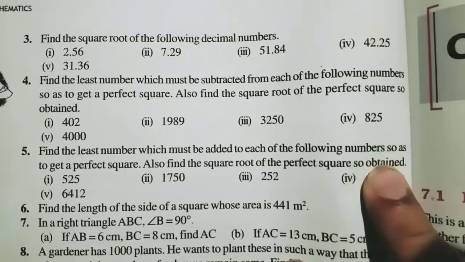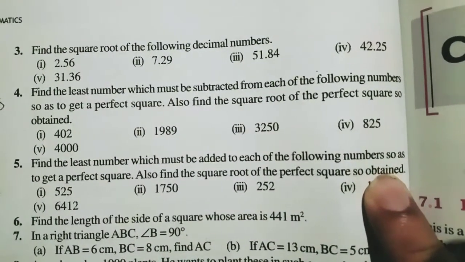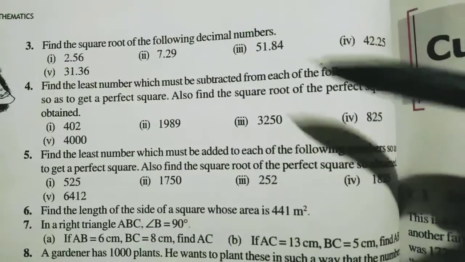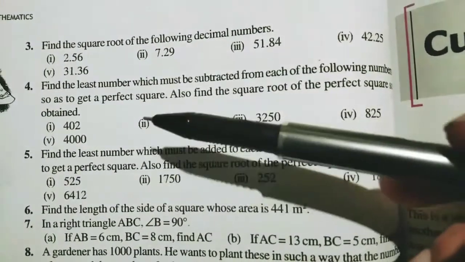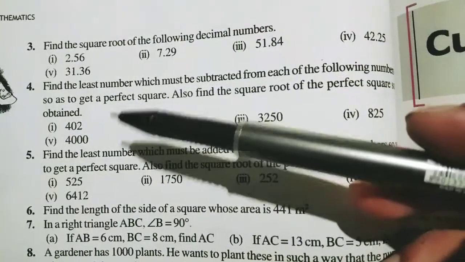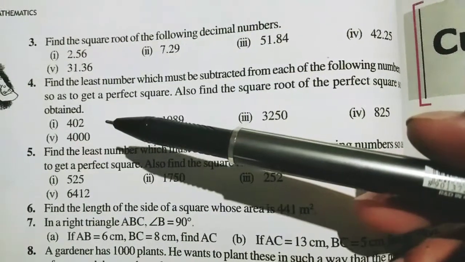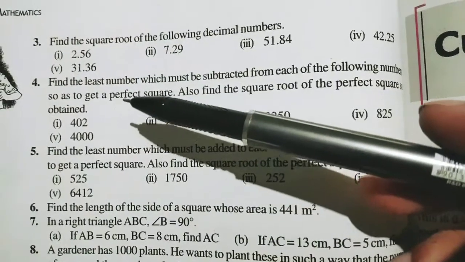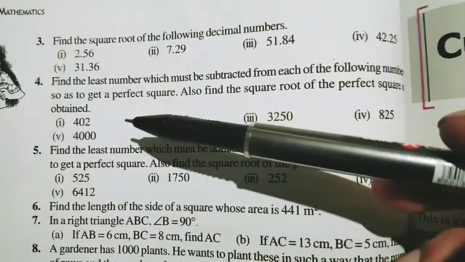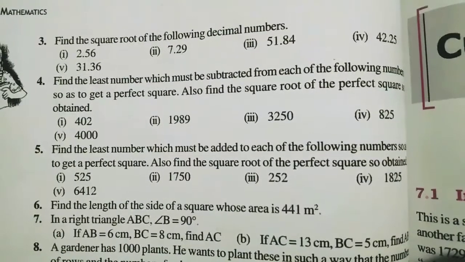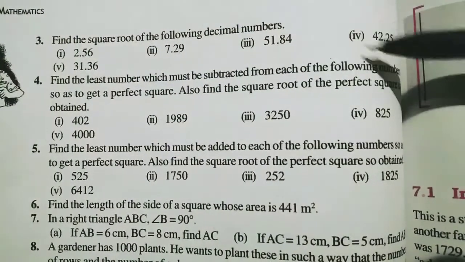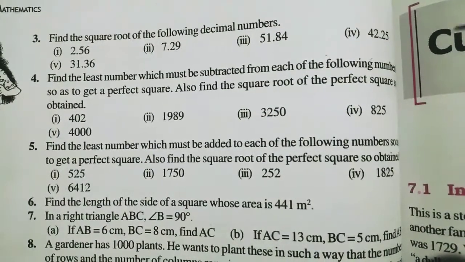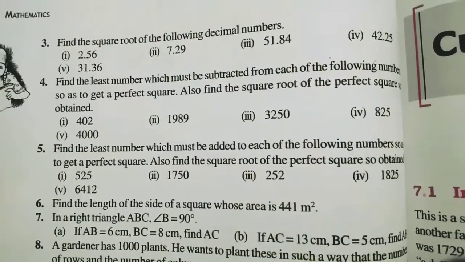Find the least number which must be subtracted from each of the following numbers so as to get a perfect square. Okay, so here some numbers are given, and they are not perfect squares. You have to find the least number that we subtract from this number to get the perfect square. Also find the square root of the perfect square you obtain. So let's start with 402.